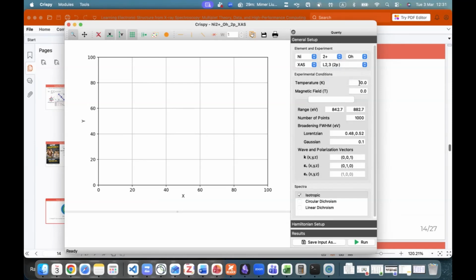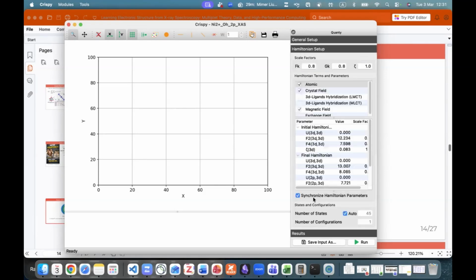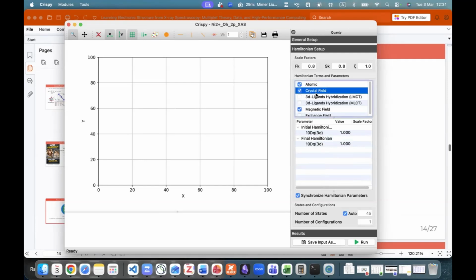This temperature we really don't need to change; we can just leave it as it is. Then, for this part, we have this Hamiltonian setup. Now we click this crystal field, and you can see that we need to type in this 10Dq parameter. Usually the way we obtain such a parameter is, first, to search the literature and check the value.